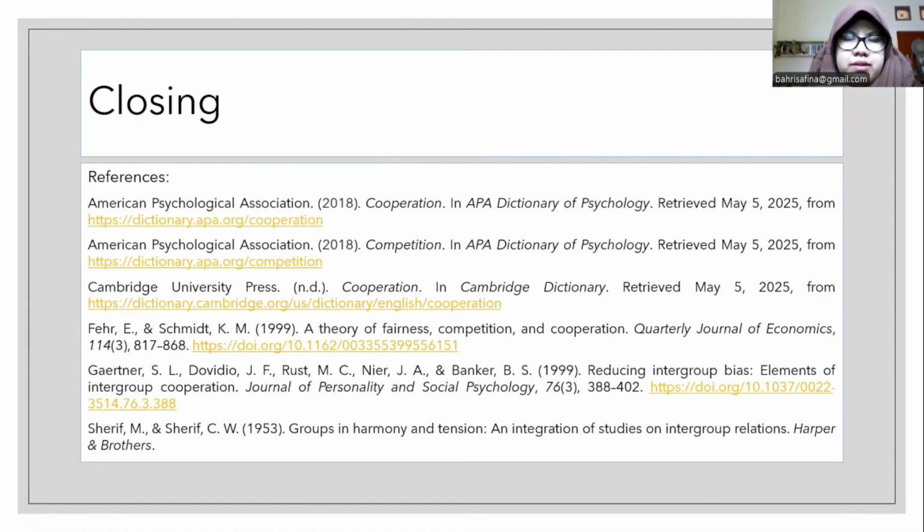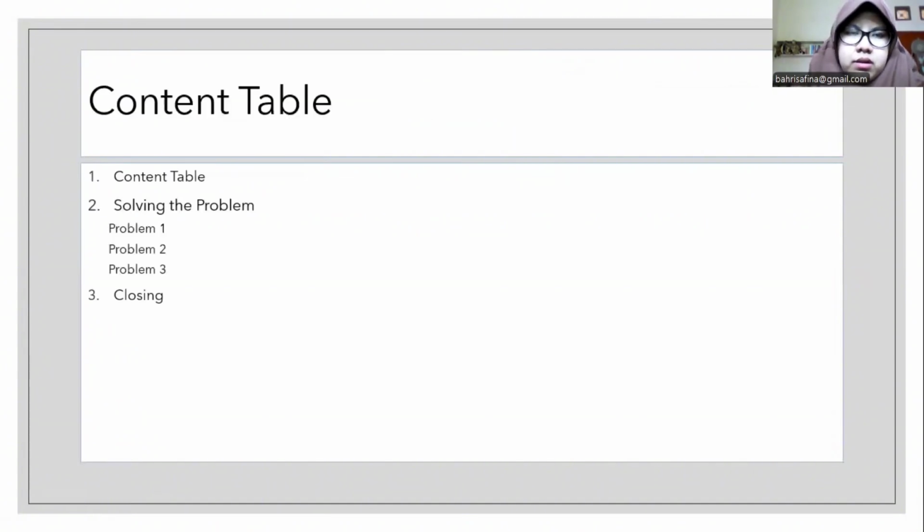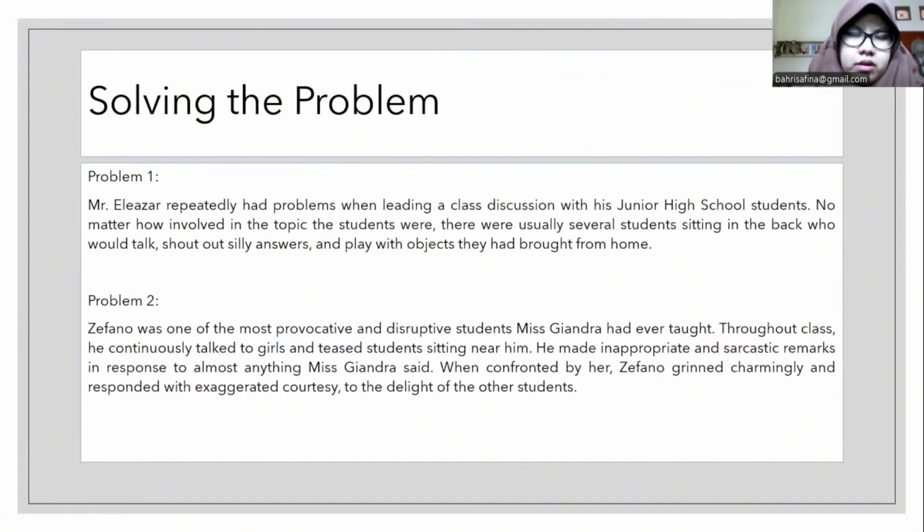Now, let's move on to the second part. In the second part, we are going to solve some problems faced by some teachers. Please take a look at the content table. Now, let's move on to the next slide. Let's start with Mr. Olizar's problem. As we can see, some of Mr. Olizar's students didn't pay attention to him. During the class, some of them were even speaking to each other and playing with their toys.